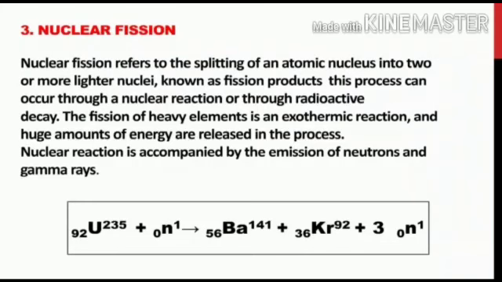Nuclear reaction is accompanied by the emission of neutrons and gamma rays. For example, when uranium-92-235 nucleus is bombarded by slow-moving neutrons, uranium-92-235 breaks up into barium-141-56 and krypton-92-36 along with the emission of three fast-moving neutrons.